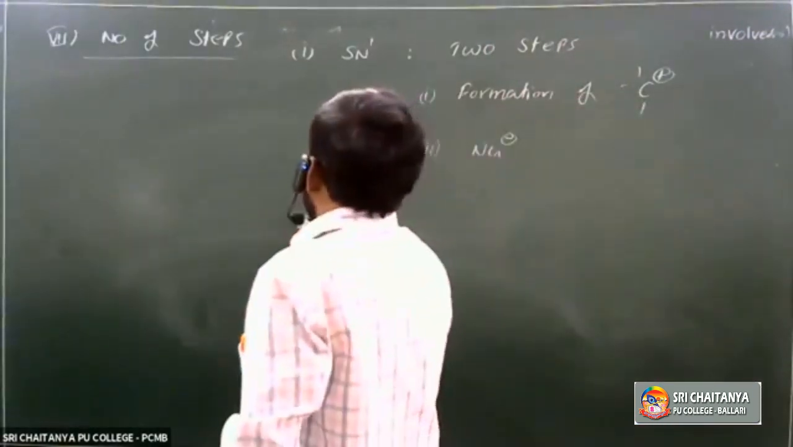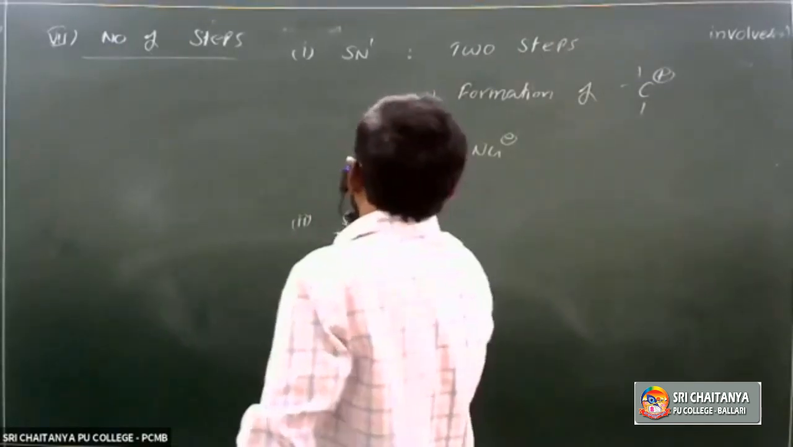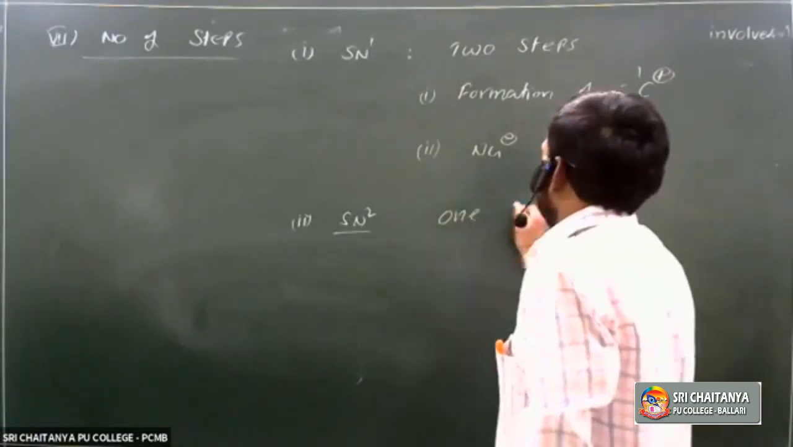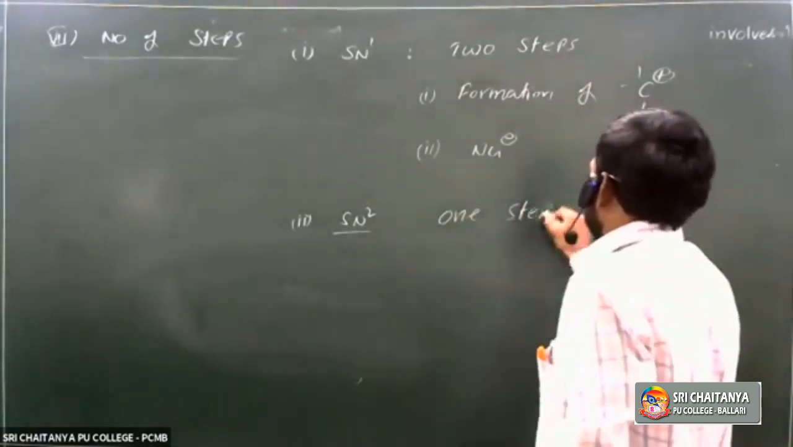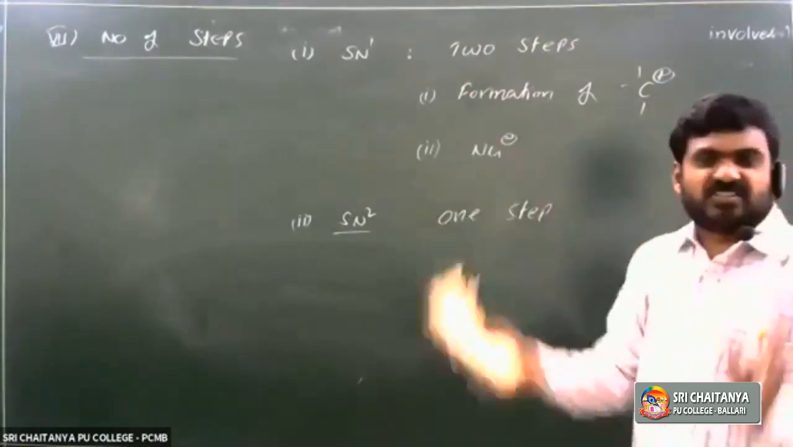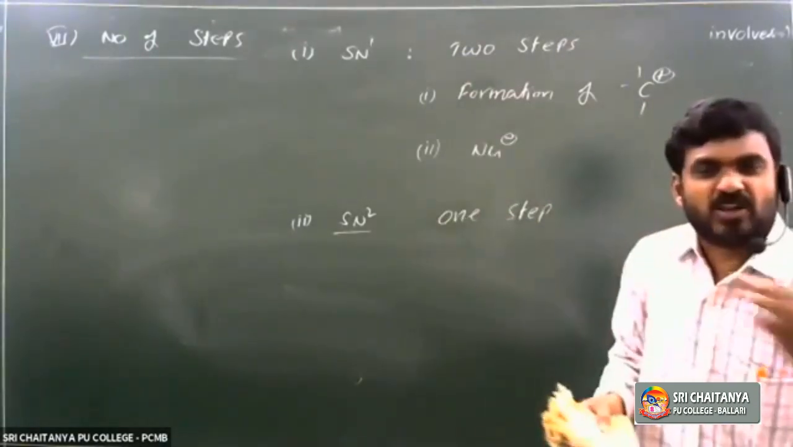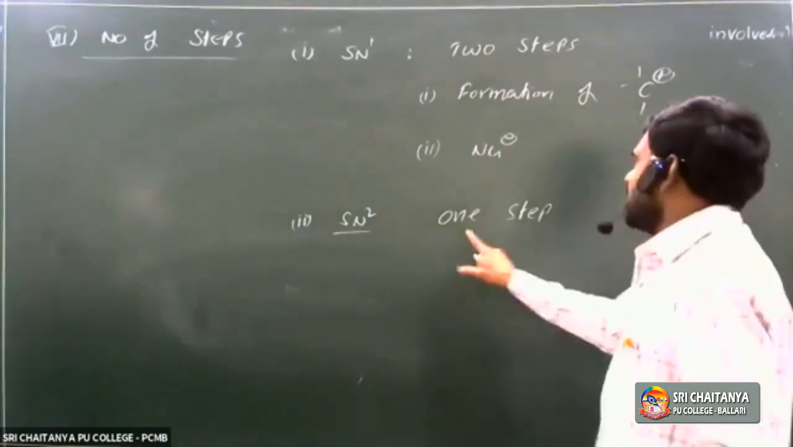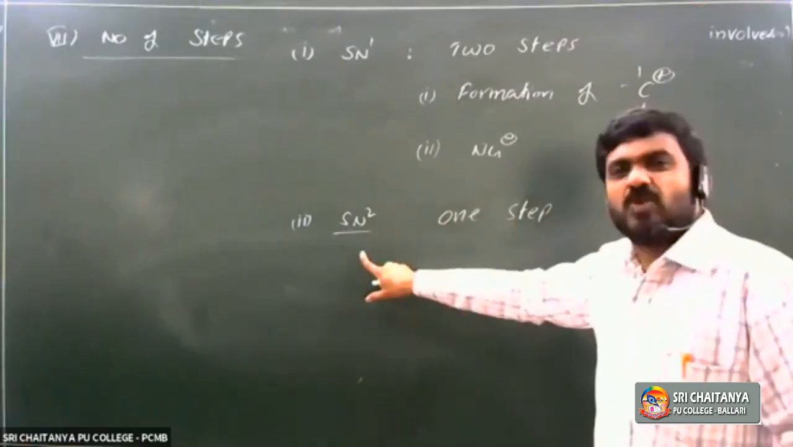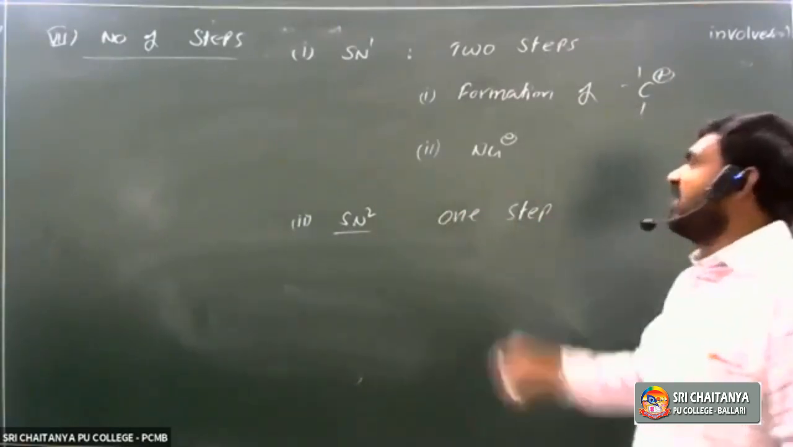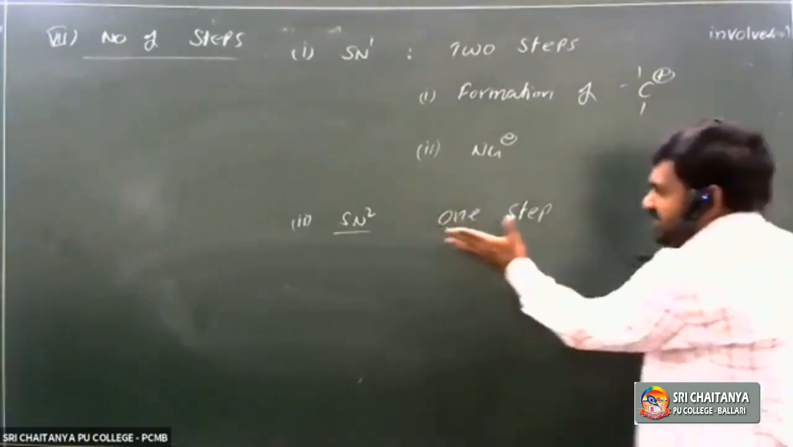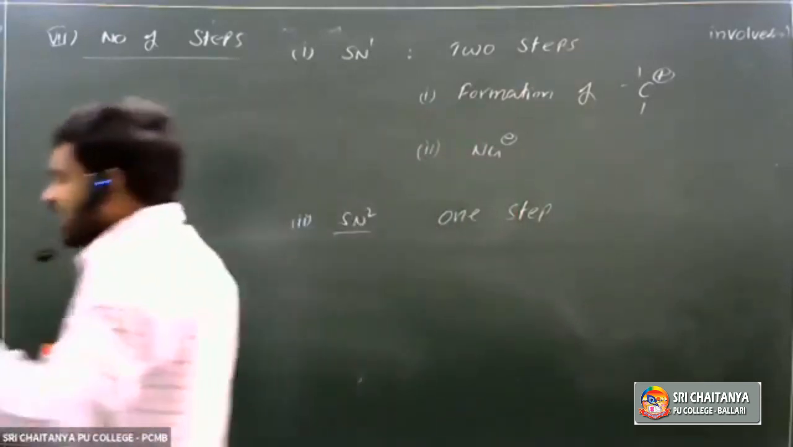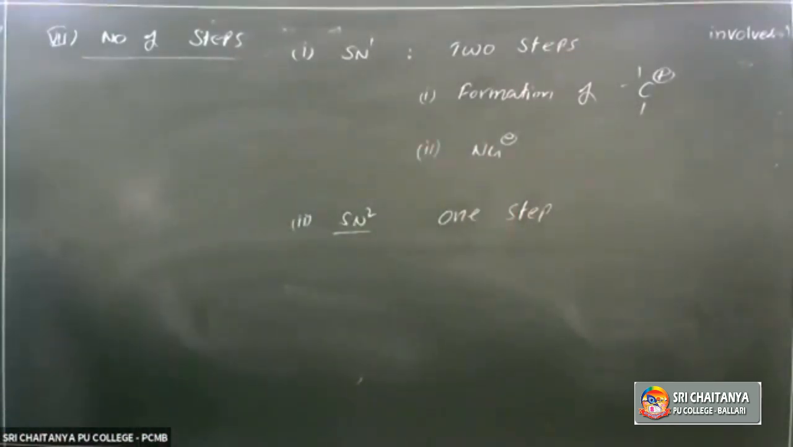Whereas SN2 mechanism takes place in only one step, a single step. A single step transition state is formed. Slowly the C-X bond is broken, slowly the C-OH bond is formed. Finally the C-X bond is completely broken and the C-OH bond is formed. So here the inverted product is formed. So SN2 mechanism takes place in a single step, but SN1 reaction involves two steps.